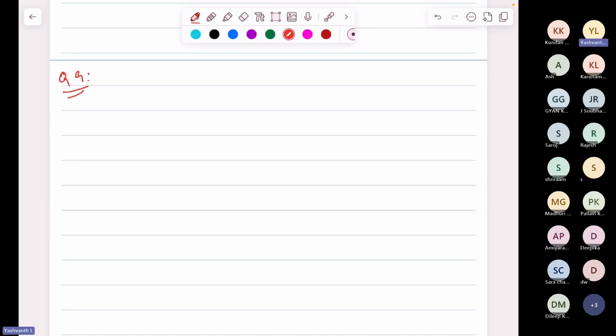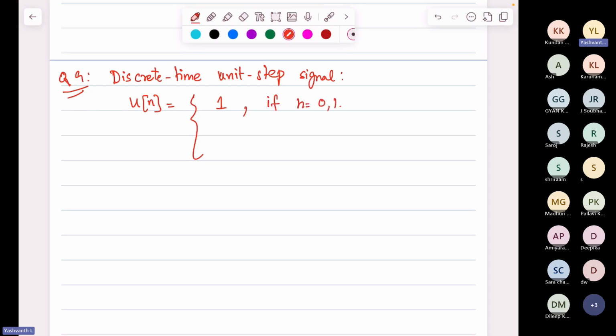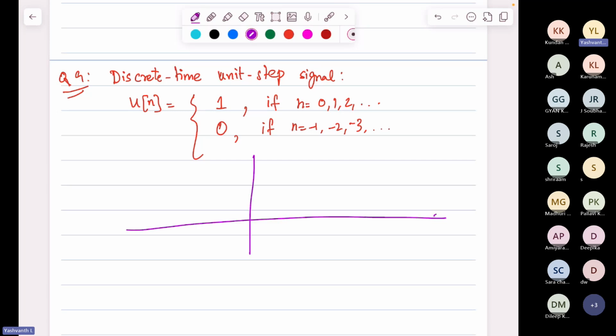Question 9. Discrete time unit step signal is given as follows. U of n equal to 1 if n equal to 0, 1, 2, and so on. 0 if n equal to minus 1, minus 2, minus 3, and so on. That is basically what I'm saying: your discrete unit step signal is as follows.